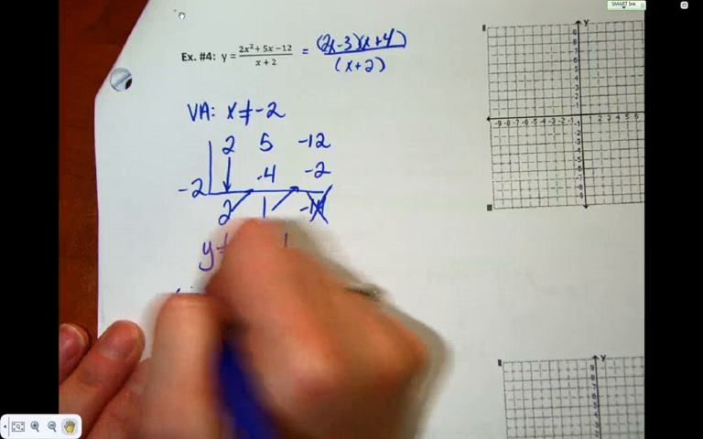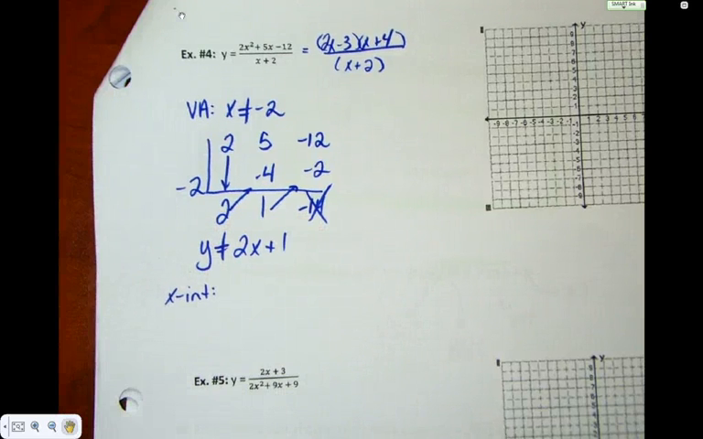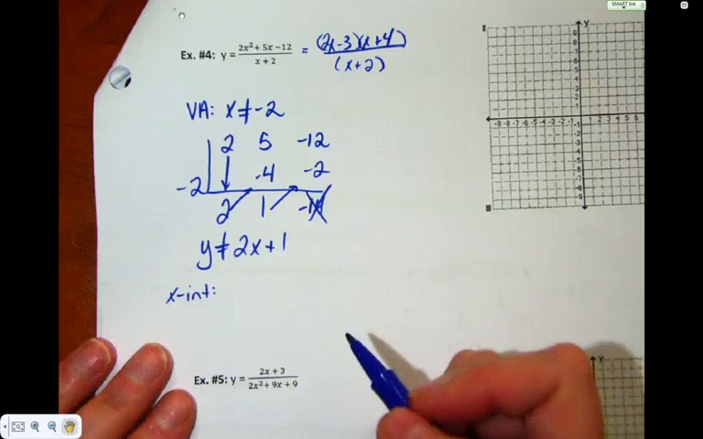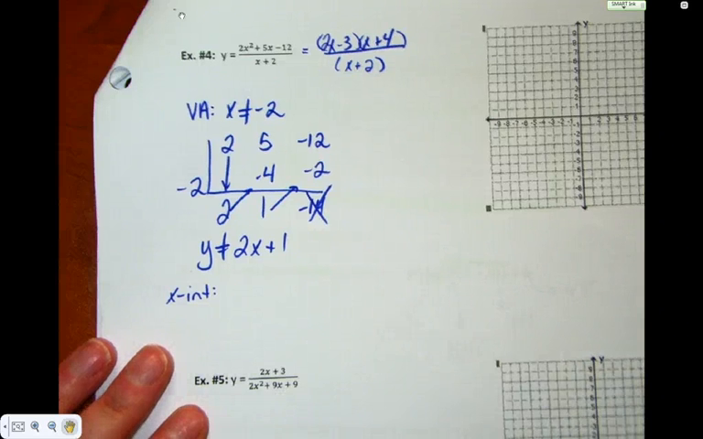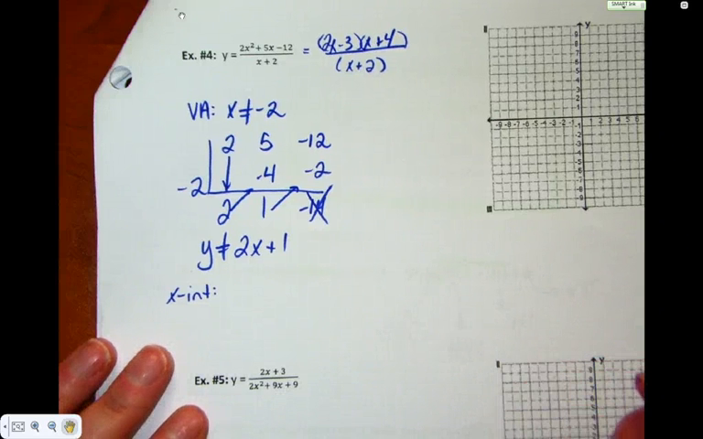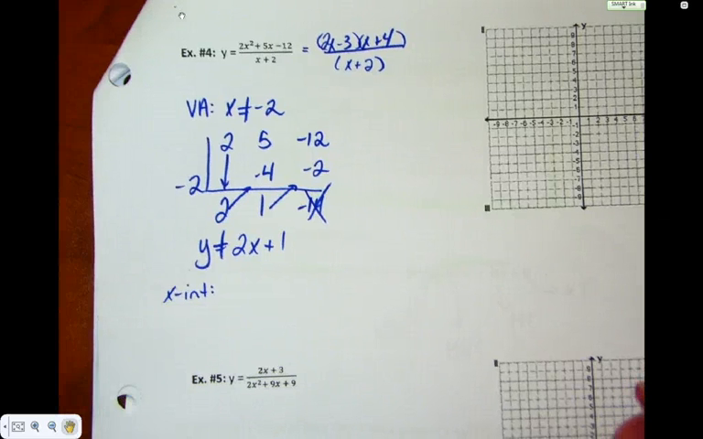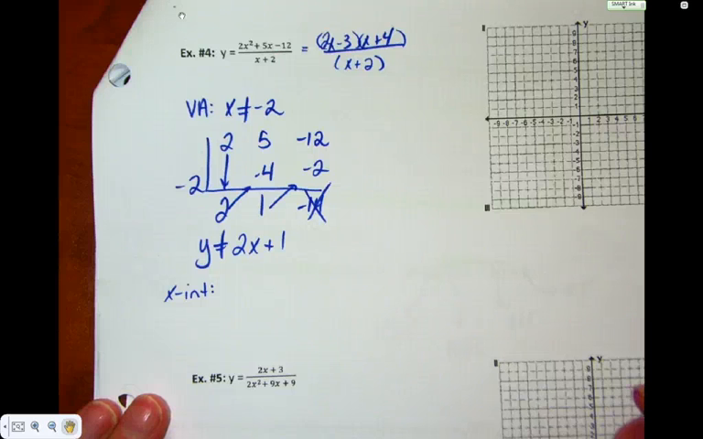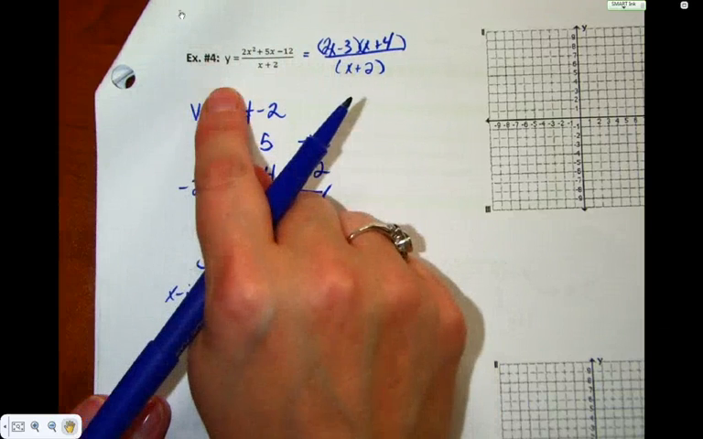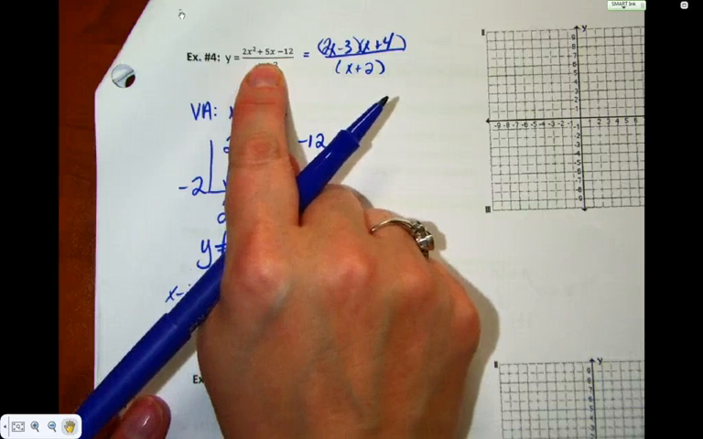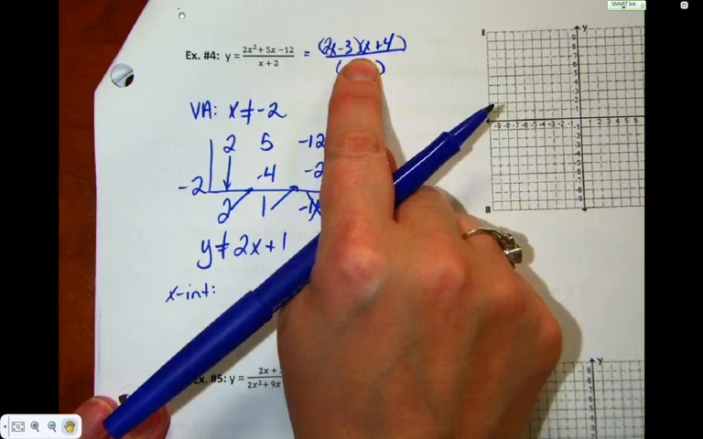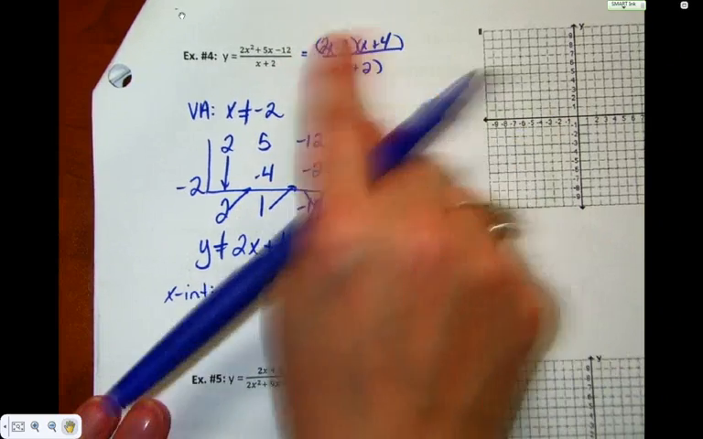X-intercept. So what's going to happen to the bottom? It's going to go away, so all we're left with is the parabola on top. How many ways are there to solve a quadratic? 5. We've already factored it. So this is a lot easier than what I think you think it is.